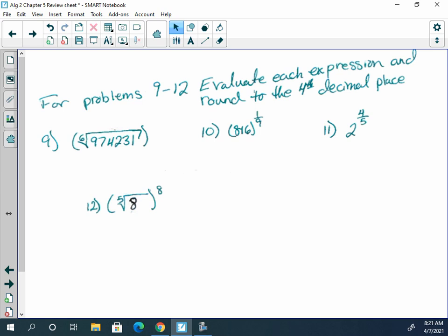Nine through 12 would be the exact same thing. We can plug these in and it would give us our answer. And it's asking us to round to the nearest 4th decimal place, so we go 4 spots, we look at the 5th one, really. We look at the 5th decimal place. If it is 5 or greater, we round up. If it's 5 or less, we round down.